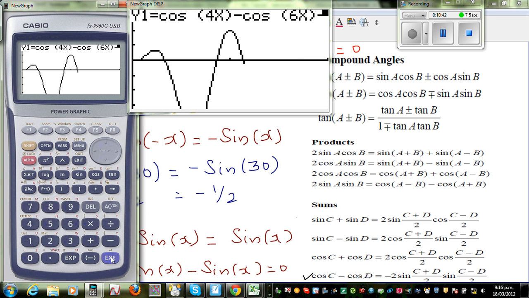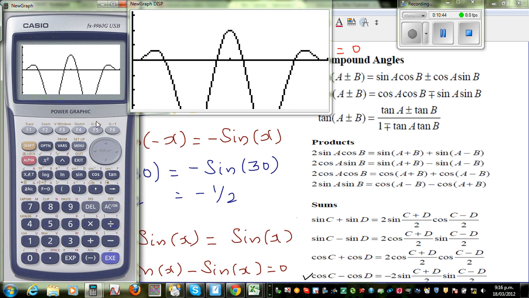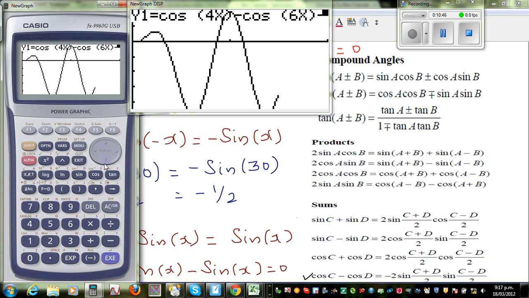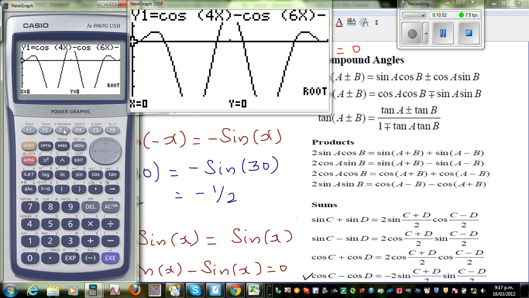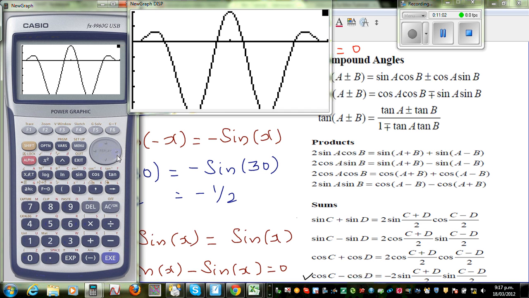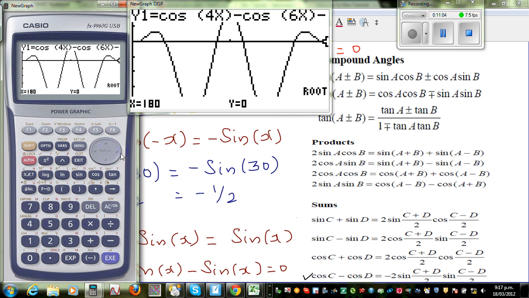Okay. So this is the graph. Let us scroll it up. This is a beautiful shape of W. So you go G-Solve and then Root. So first is 0. Next is 6, 30, 78, 102, 150, 174, and 180.